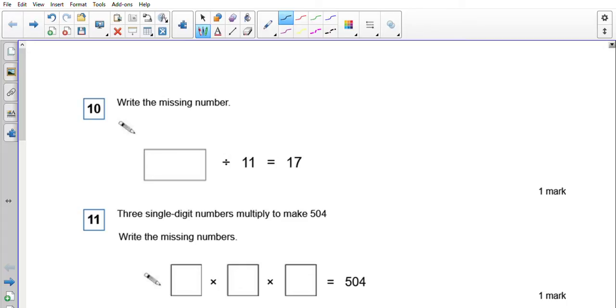Good morning, maths fans. We're going to have a look through some of the questions today. We're going to have a look through question 10 through to the end of the problems today. I've chosen these. They're slightly more tricky than some of the earlier ones.